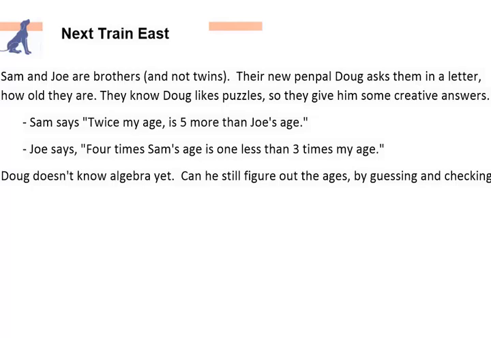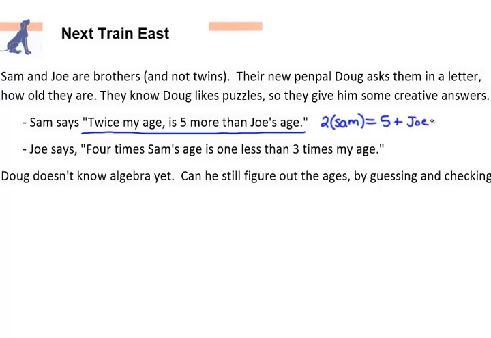All right, here it says Sam and Joe are brothers and not twins. Their new pen pal Doug asks them in a letter how old they are. They know Doug likes puzzles, so they give him some creative answers. So Sam says, twice my age is 5 more than Joe's. So twice Sam's age, so 2 times Sam is 5 more than Joe.